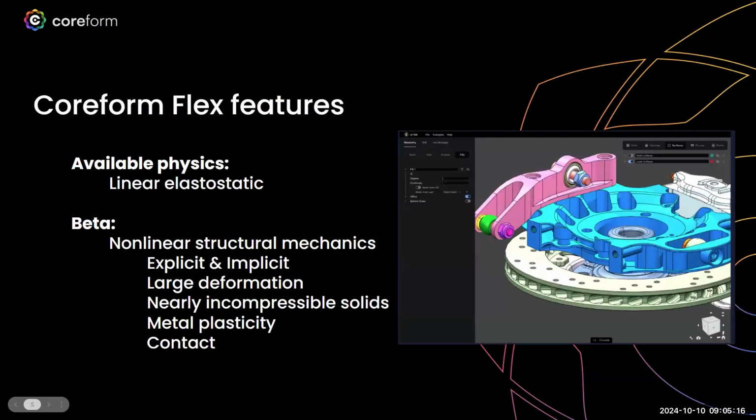Some of the features that are available today inside of Coreform Flex: we have released functionality for linear elastostatic problems. And then in our beta release for our early adopters, we have nonlinear structural mechanics, including explicit and implicit time stepping methods, large deformation, nearly incompressible solids, metal plasticity, contact, and others. So that's just a sneak preview. Also, we have a new graphical user interface. I'll be showing our last released version of Coreform Flex today, so it'll look a little bit different than what you see on the right. But we care a lot about the user experience.